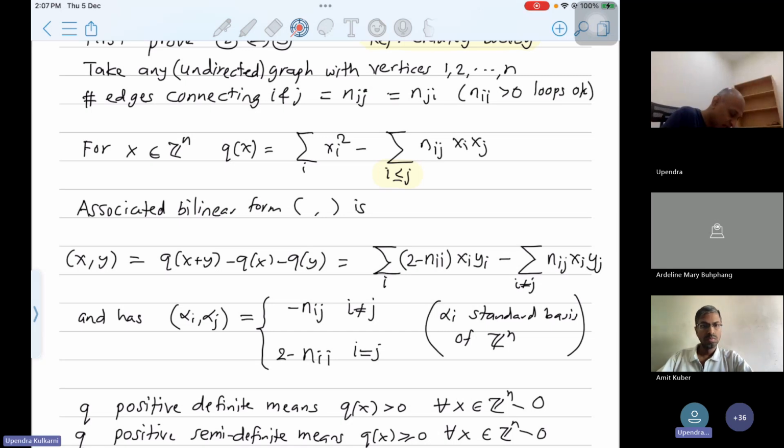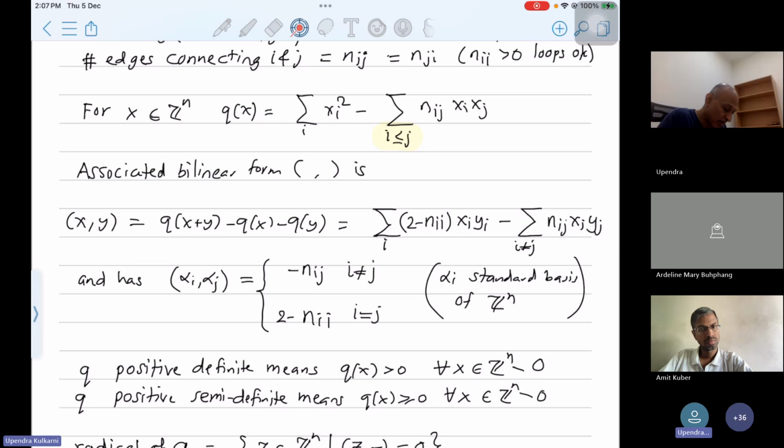All right. So the bilinear form is defined from the quadratic form, but remember that from the bilinear form I can get back to the quadratic form just by evaluating the bilinear form on x and x and then dividing by 2.